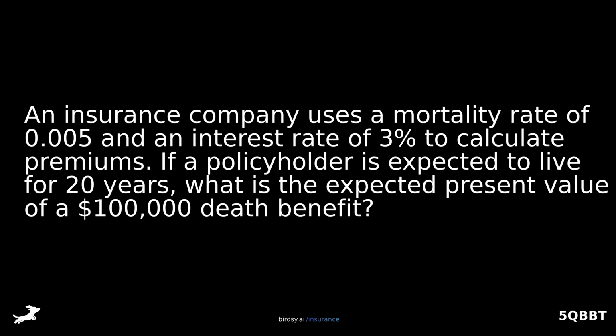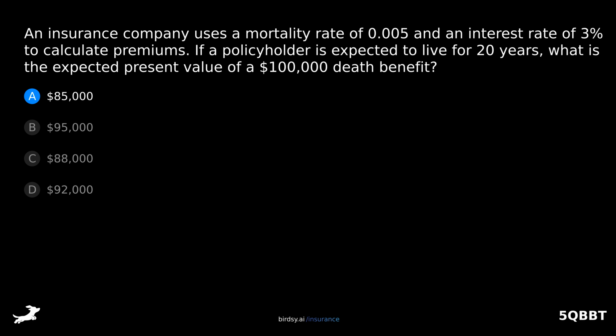An insurance company uses a mortality rate of 0.005 and an interest rate of 3% to calculate premiums. If a policyholder is expected to live for 20 years, what is the expected present value of a $100,000 death benefit? Is it A, $85,000, B, $95,000, C, $88,000, or D, $92,000? The answer is C, $88,000.